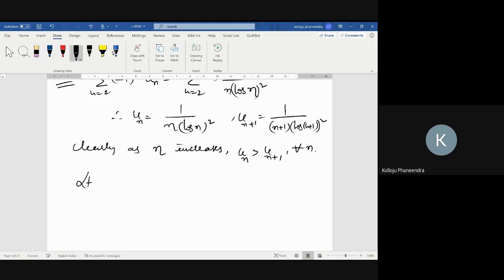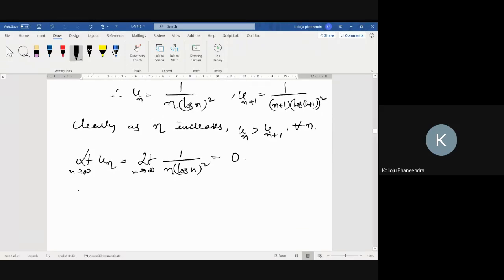Now coming to the limit value. Limit n tends to infinity of 1 by n log n whole square. Anyway, something by infinity is 0. Therefore, by Leibniz rule, sigma minus 1 whole power n is convergent.